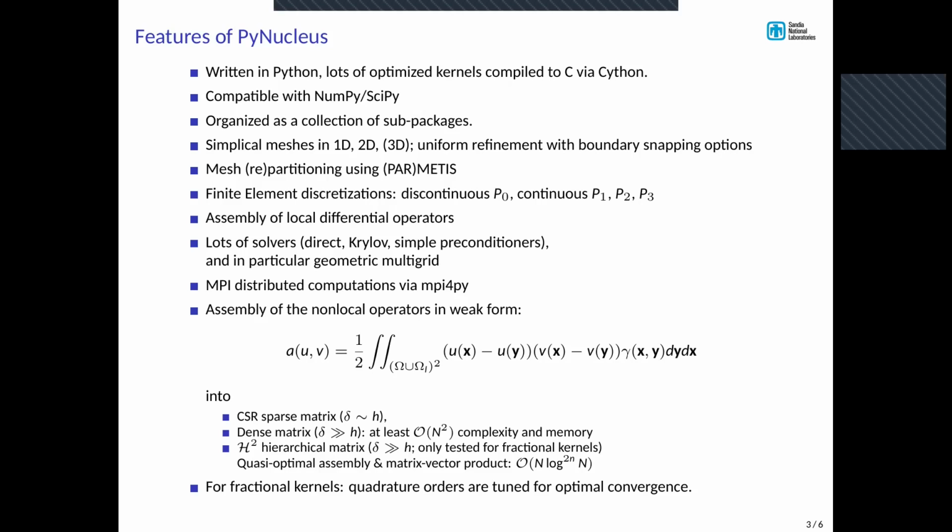What we support so far are meshes in 1D, 2D, 3D. 3D is in brackets because we don't yet have the non-local assembly pushed for that. We can do uniform refinement, have some boundary snapping for that. We also do mesh partitioning and repartitioning using METIS and its cousin ParMETIS. In terms of finite elements, we have discontinuous P0 and a family of nodal Lagrange elements. And we also provide assembly of local differential operators. So if you want to implement a whole model that has a combination of some local and some non-local operators, you can do that.